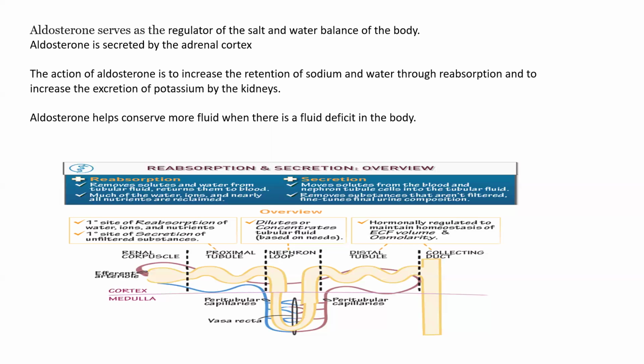So aldosterone is going to help increase the retention of sodium and water. So you have to understand that that's going to do what to your blood volume? Increase it. Okay. It also excretes potassium. So all this is going to help your heart and your blood pressure because potassium also has a little bit to do with your blood pressure. Aldosterone can conserve more fluid when there's a fluid deficit in the body.